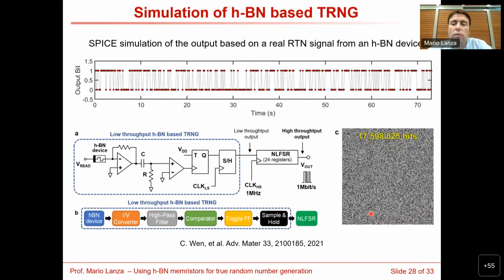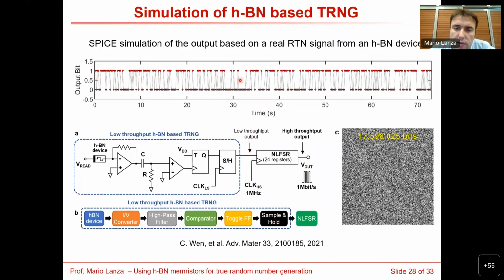Okay, so what we did in our previous study is we take the boron nitride device, we apply a constant voltage, and the current signal produced, we input it in one circuit that looks like this. First, we have an IV converter, high-pass filter, and then a comparator, a toggle FF, and a sample and hold. And finally, a non-linear feedback shift register. And then here at the output, we can generate one string of bits like this.